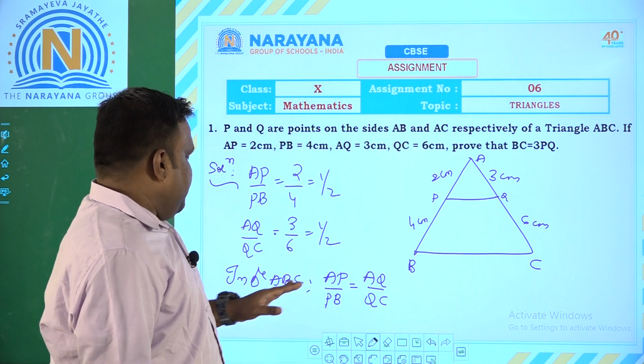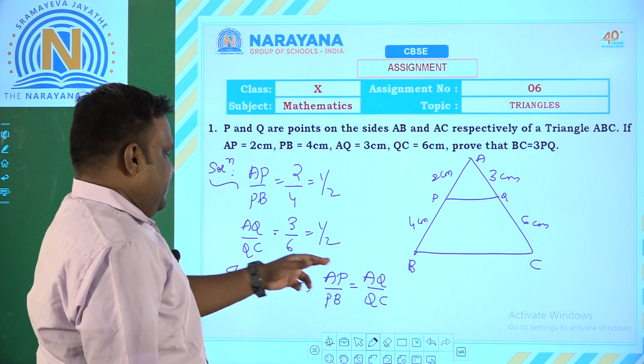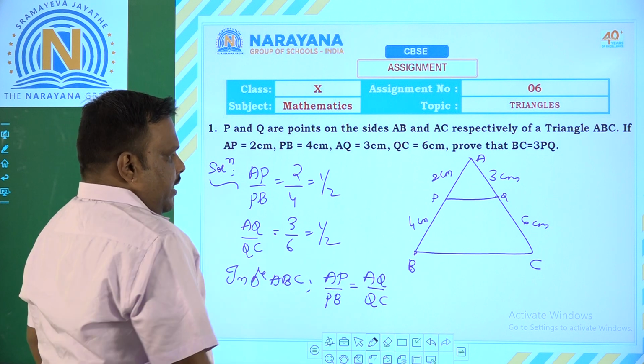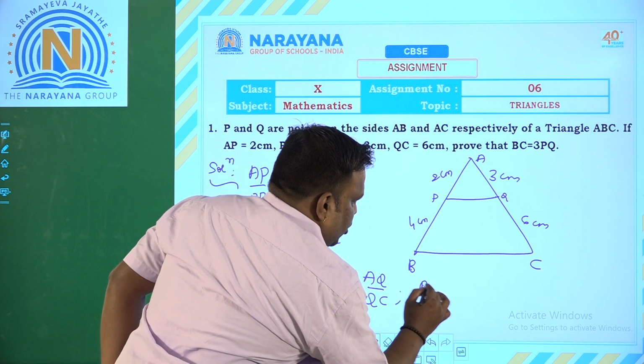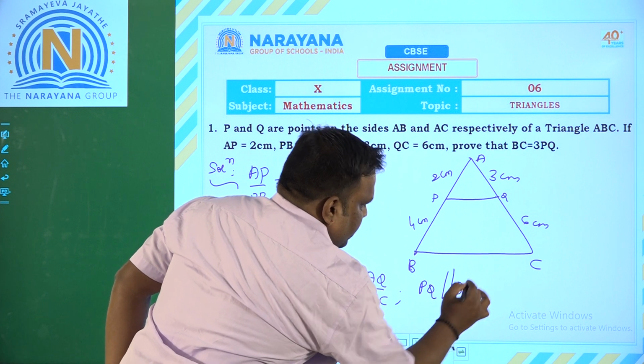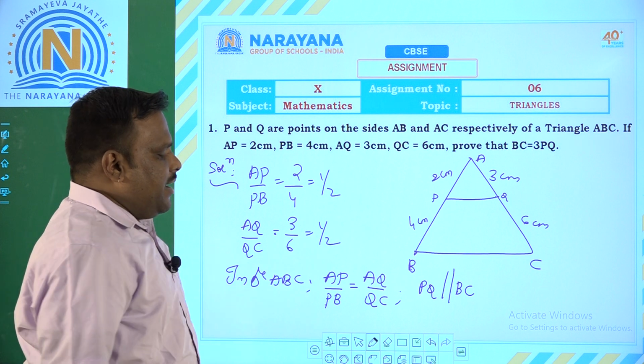Next, according to the converse of basic proportionality theorem, since the sides are divided in proportional ratios, hence the line is parallel to the third side. That means PQ is parallel to BC. This is according to the converse of basic proportionality theorem. Now we got PQ parallel to BC.